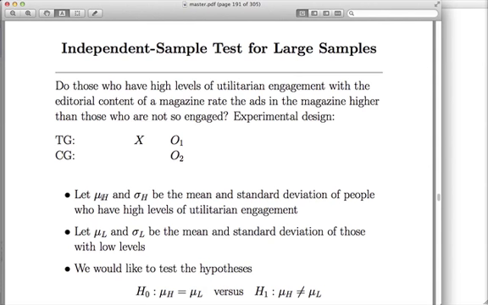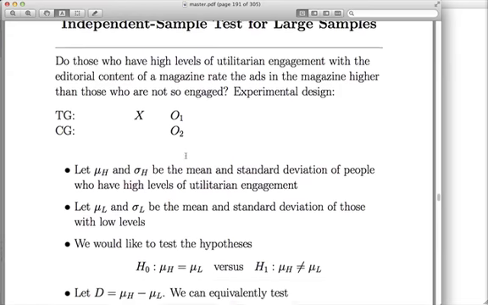Mu-H, or you could call that mu treatment, is the mean of the rating of the ad, the mean of all these O1s, for those who are engaged. Mu-L is for people who have low engagement, so they're not really into the magazine. Mu-L is the mean rating of the ad for those who are not engaged. Then we have the sigmas. Sigmas are the standard deviations of these two measures.